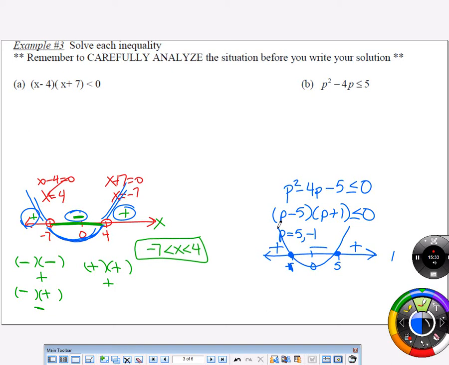But there are graphs that don't look exactly like that. But if you know enough information about the graph or about how to do the sign analysis, you can figure either one out. So what is my final solution to this problem? How do I write this?